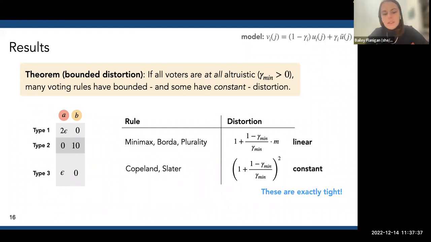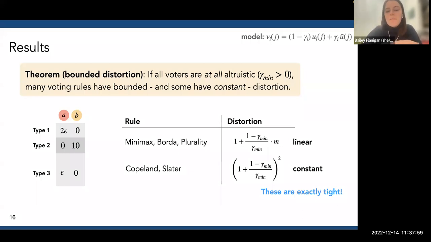I want to point out that these are exactly tight bounds, up to all constants. So we analyze several voting rules exactly in terms of the parameter gamma min. Another observation that you can see from these bounds is that as gamma min increases, the distortion given by these upper bounds is going to decrease, which is good. That's a nice form of monotonicity.